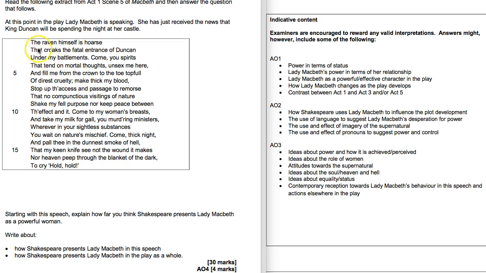So let's remind ourselves of this speech. This is Lady Macbeth. We find out that it's the point in the play where she's just received news that King Duncan will be spending the night at her castle.